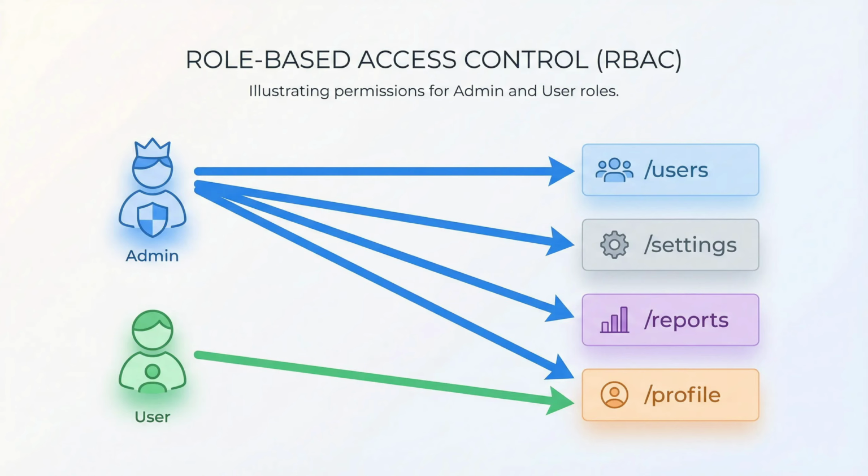Authorization, roles and permissions. Authentication says, this is John. Authorization says, is John allowed to do this? This usually happens through roles like admin and user, or policies, fine-grained permissions stored in the database. In JWT, roles can be included as claims, but for advanced systems, permissions may change frequently, so you don't want to bake everything into the token.